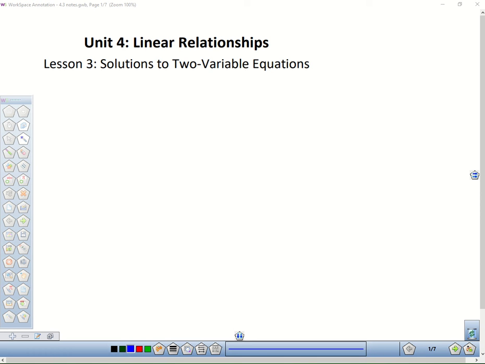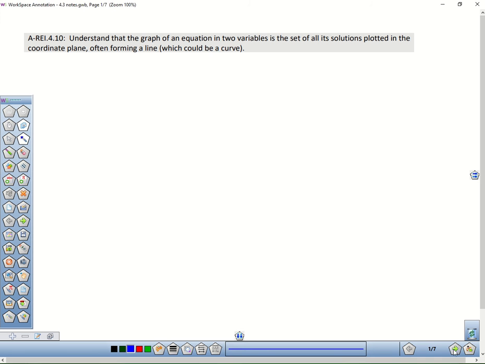Alright, so today we are talking about linear relationships in regards to solutions to two variable equations. The standard we're going to be referencing today will be understanding that the graph of an equation in two variables is the set of all the solutions plotted in the coordinate plane, often forming a line. A line could be curved, okay?